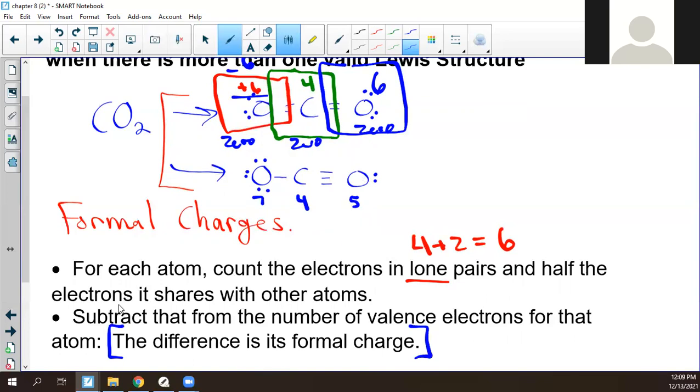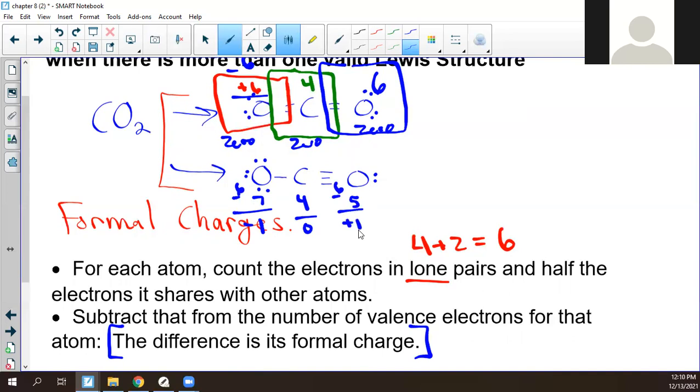Now we take this number and subtract it from the number of valence electrons. So I have 6 minus 7. What does that equal? -1. 4 minus 4 is 0. 6 minus 5 is a +1.